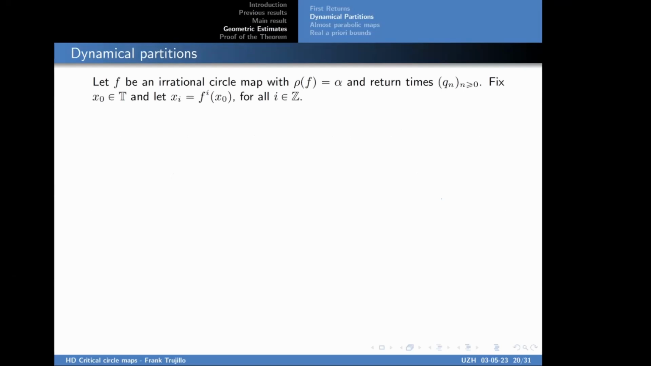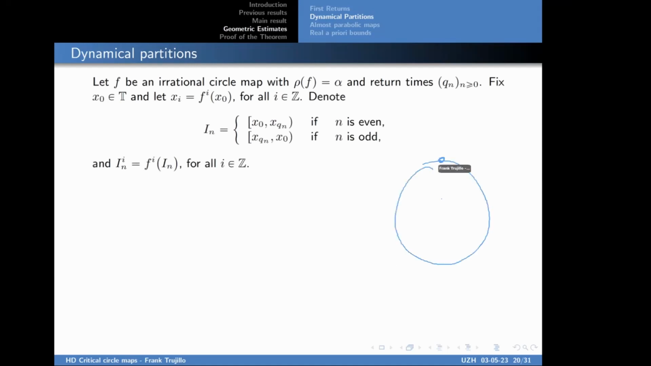Using these first returns and these return times, we can define what are called dynamical partitions. If you take a circle map with irrational rotation number and you have the return times, you can fix a point and consider these intervals. This is a bit what I was trying to draw before. I have the circle, I have my point x0, and I have the first return times. Let me say that this is qn. Over here I have xqn plus 1. And this interval In is telling me that sometimes I pick this small piece of arc, or sometimes this small piece of arc. It depends on whether n is even or odd, because as I was telling you before, sometimes my first returns appear to the left or to the right of my point. Or, since I'm in the circle, I should say clockwise or counterclockwise direction.